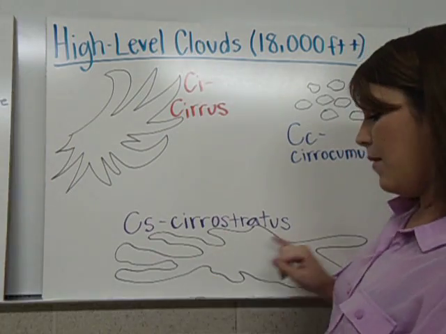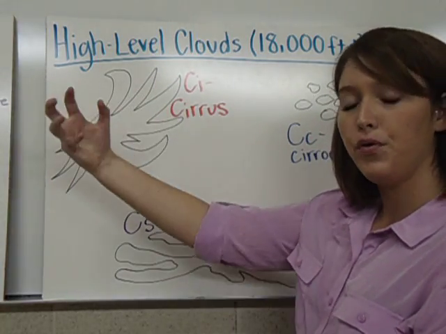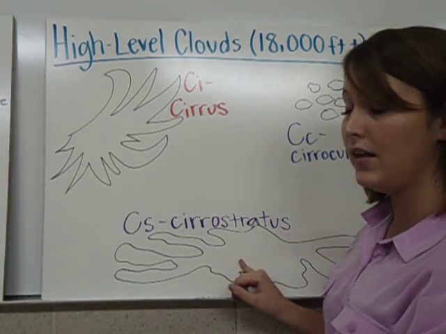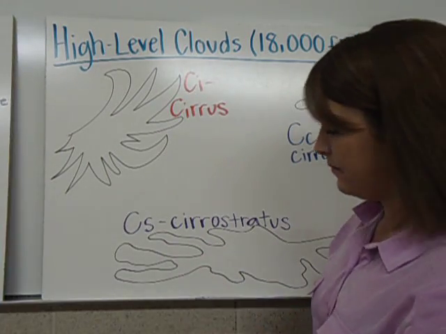So if these clouds are up in the sky, it'd be very easy to see the outline of the sun through the cloud. These clouds also may foretell rain, so they have the ability to produce rain, but they might not always.